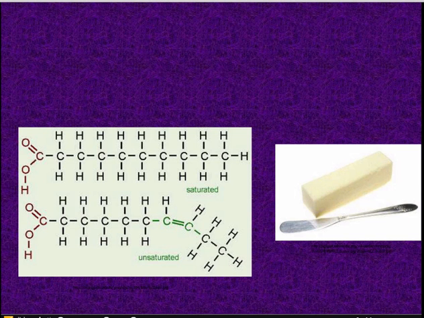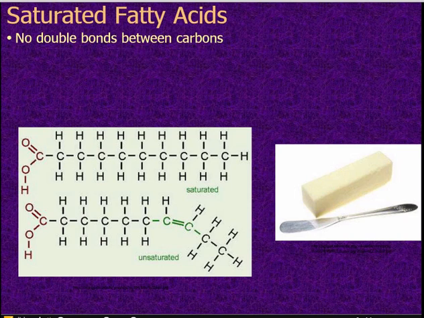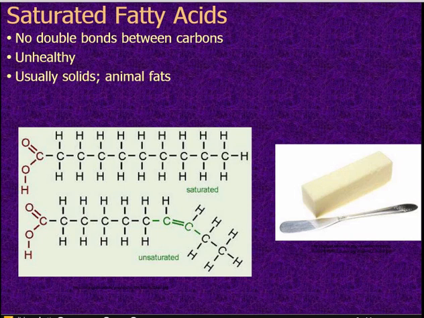All right, many of you have heard of saturated and unsaturated fats. We talked a little bit about it in the biological molecules packet that you did in class. Saturated fatty acids have no double bonds between the carbons. Now be careful, you do see a double bond in red between a carbon and an oxygen. That is always there, and it doesn't count. When we're trying to determine if something is saturated or unsaturated, we're looking for double bonds between carbons, not between a carbon and an oxygen. In general, the saturated fatty acids are unhealthy. They're usually solids at room temperature, and they include the animal fats like butter.